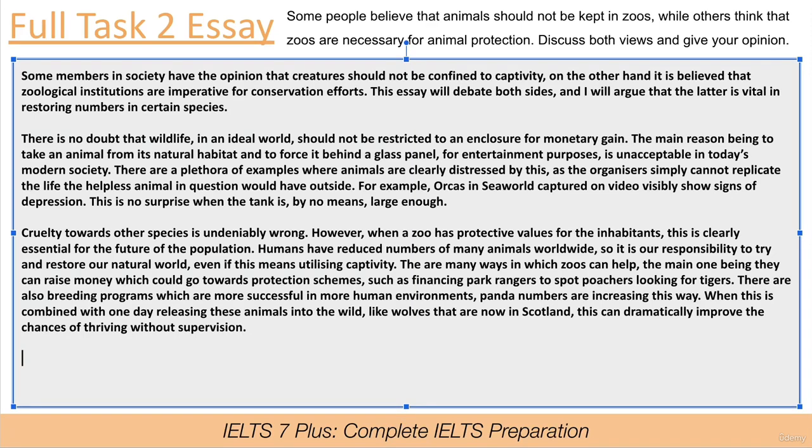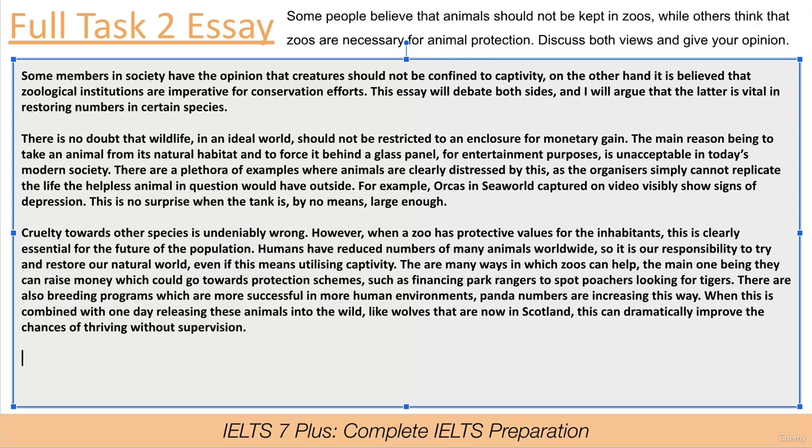It's a bit of a bigger paragraph, this one. Cruelty towards other species is undeniably wrong. However, when a zoo has protective values for the inhabitants, this is clearly essential for the future of the population.